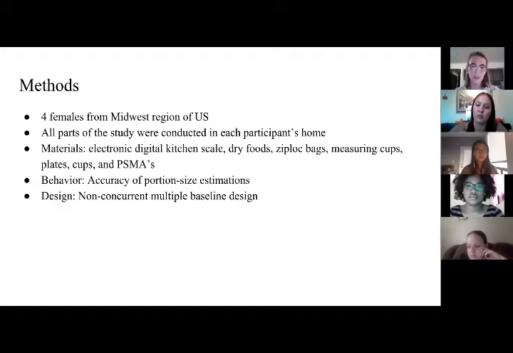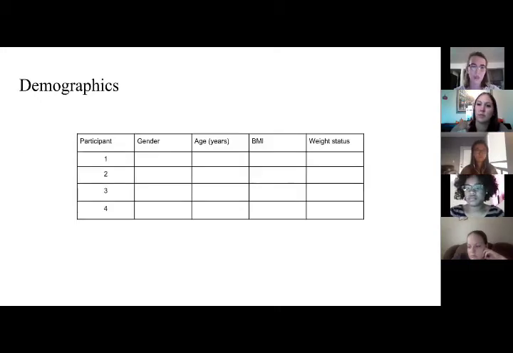The design of the study was a non-concurrent multiple baseline design in which each participant engaged in either 5, 6, 7, or 8 baseline sessions. For every other phase, the number of sessions completed was the same for each participant. The first step in data collection was to collect the gender, age in years, BMI, and weight status of every participant.